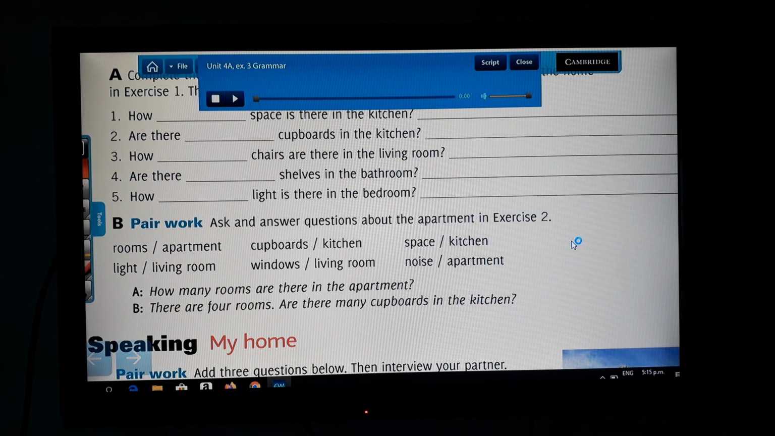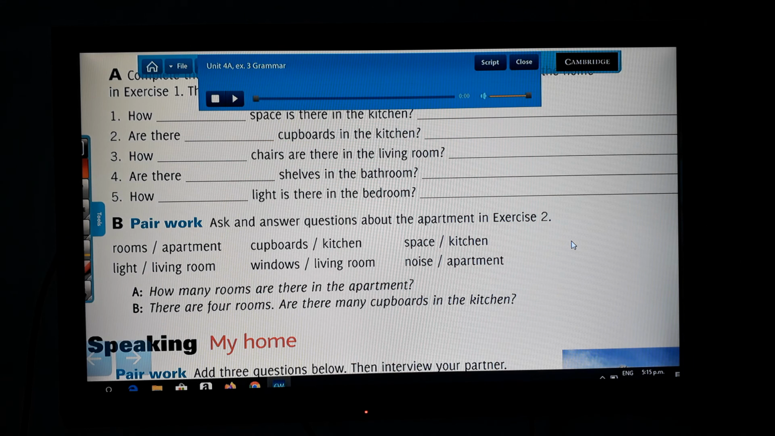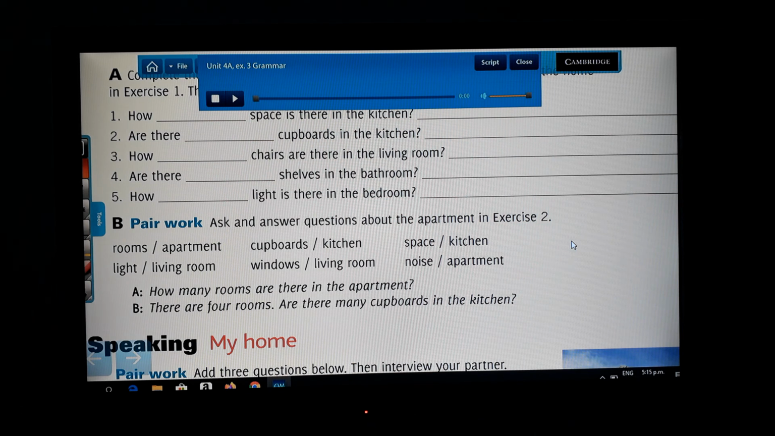In exercise B, you have to practice questions. If you don't have a friend to ask you questions and answer, ask yourself. For example, rooms: how many rooms are there in the apartment? And you answer, there are 2 rooms, 3 rooms, 4 rooms, etc. Of course, similar with the question about light: how many or how much? Cupboards, how many or how much? Windows, space, and noise. So check that way. Practice this exercise. Good luck.